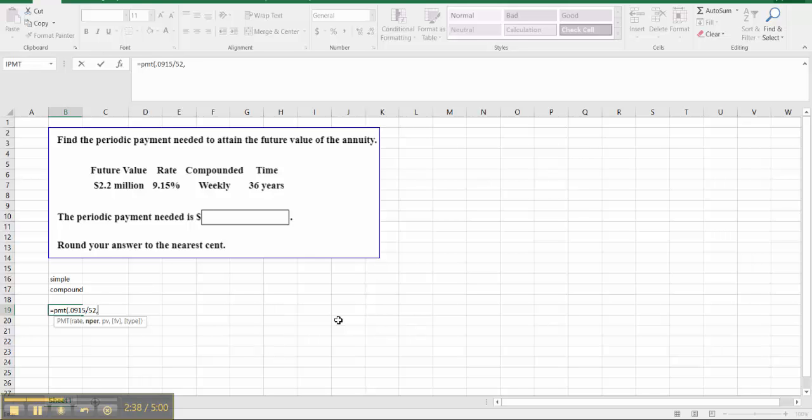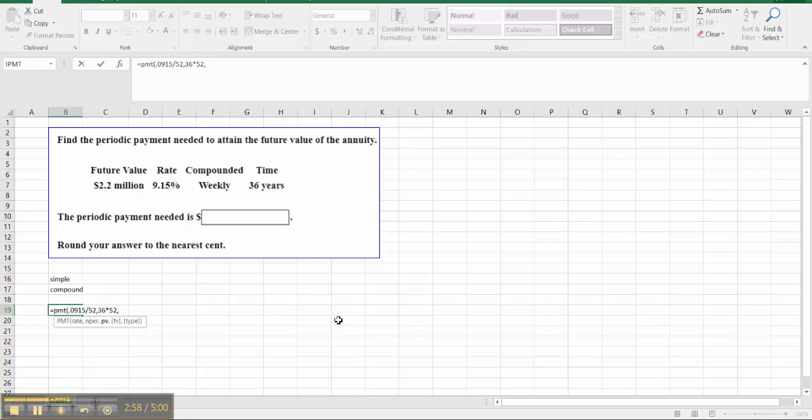Type another comma. Now you'll note that the rate was bold and now per is bold. This is the number of periods in the loan. And you see this one says 36. And again, weekly is 52 times a year, so I'm going to multiply by 52. There's the number of periods. Now I'm going to type a comma.